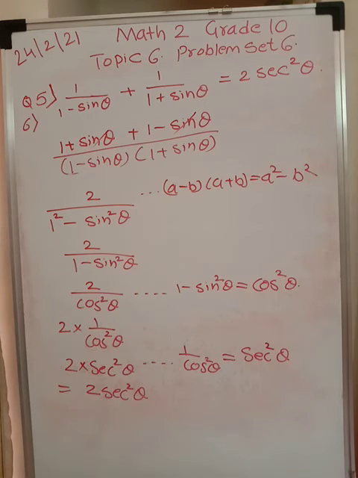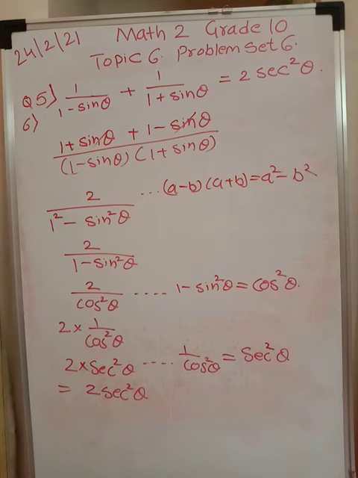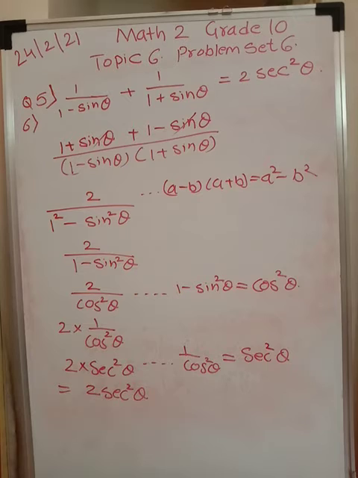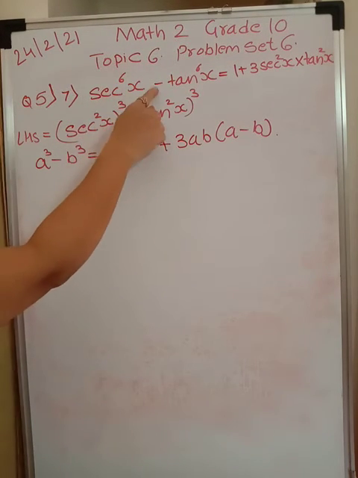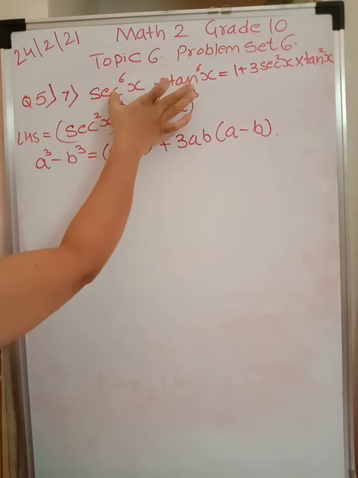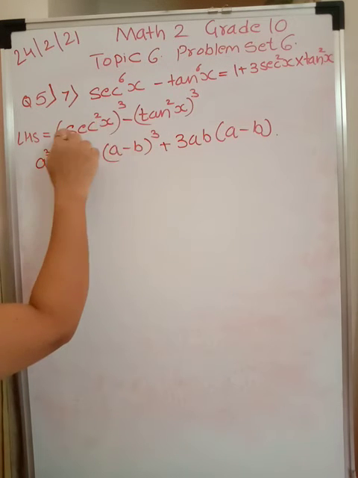So 4th, 5th and 6th problem we have done. Let's go for 7th as well. Now look at this question: sec raised to 6x minus tan raised to 6x. This I have written as sec square x the whole cube.